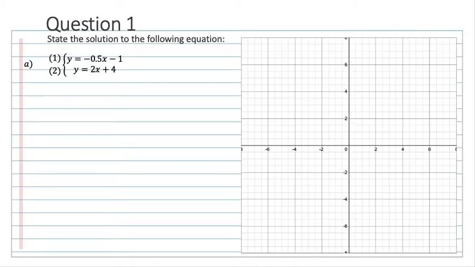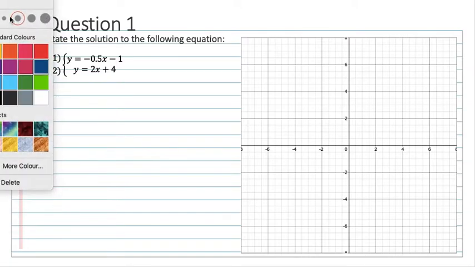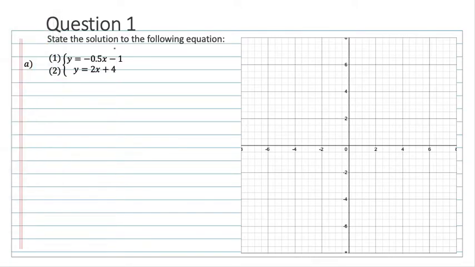We've got two equations. Equation 1 is y equals negative 0.5x minus 1, and equation 2 is y equals 2x plus 4. What we want to know is the value of y and the value of x. And remember, we're going to do this by graphing them.